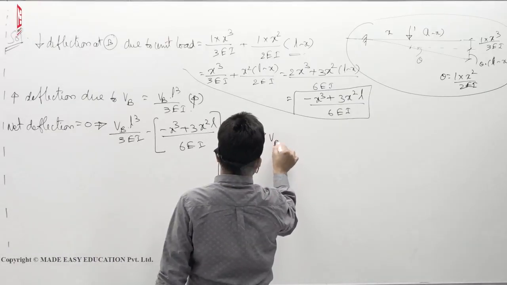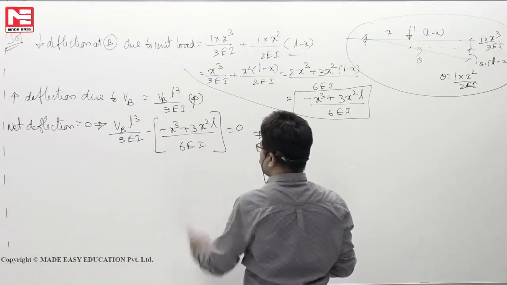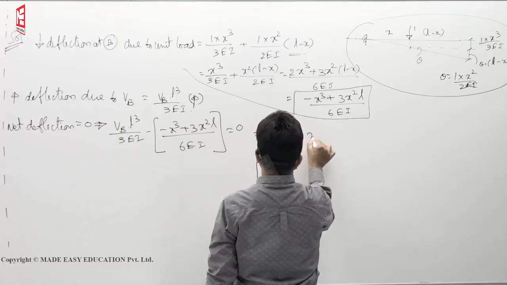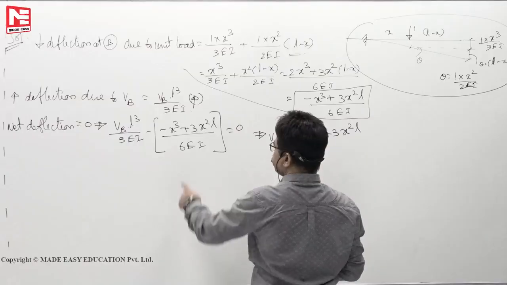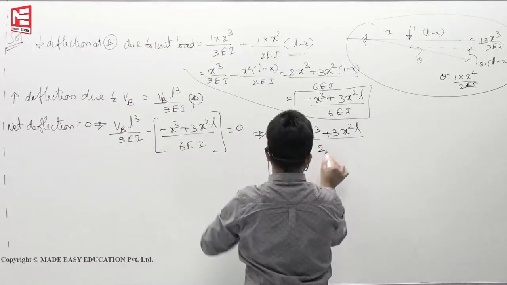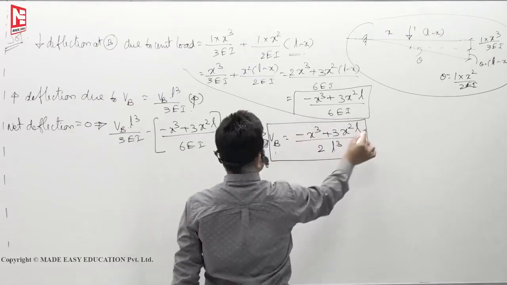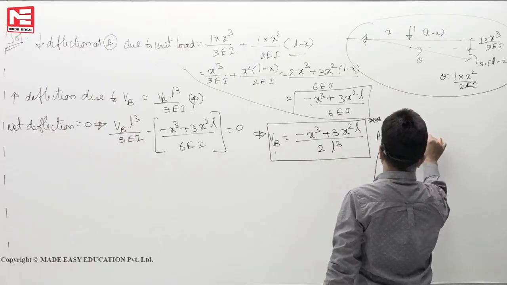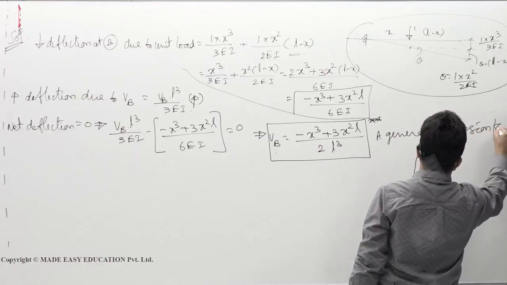So from this you will get VB. Taking the common factor, push it to the right side. Then minus goes to the right side, and you will get minus x cube plus 3x square L. Cancels out, 2 will remain, and L cube goes down like this. So this is a general expression for VB.